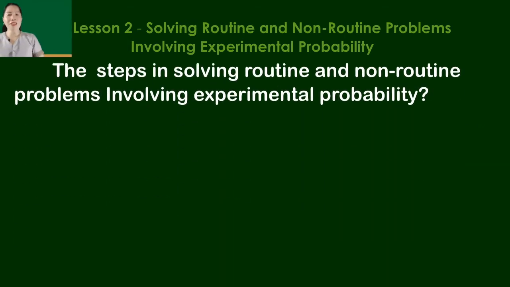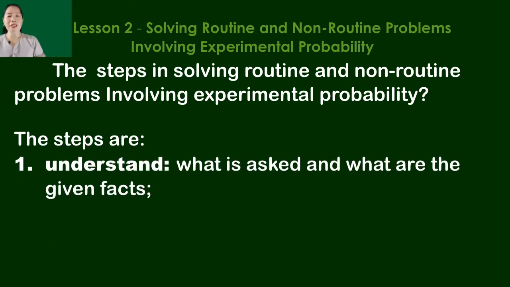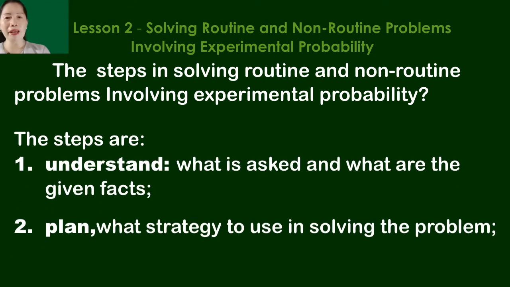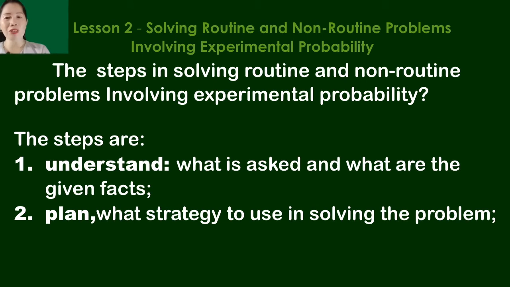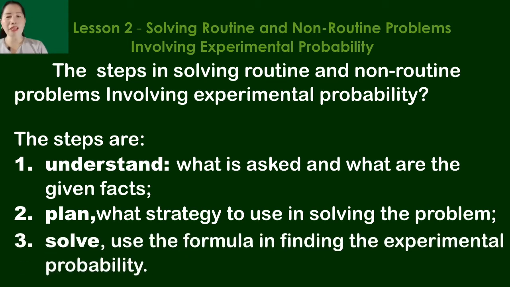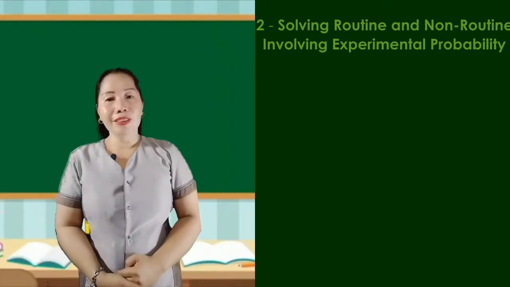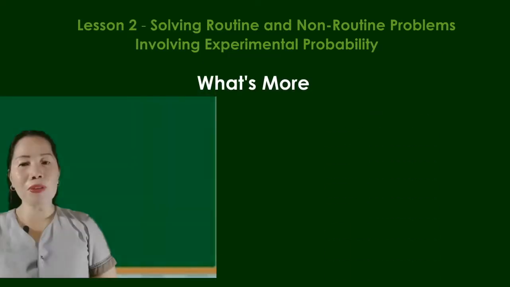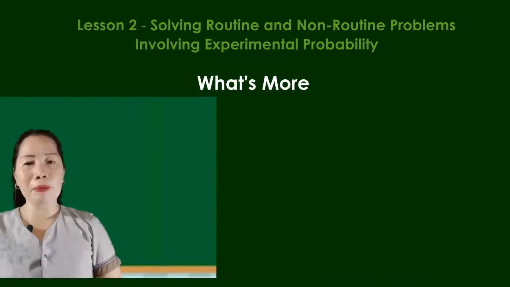Can you recall the steps in solving routine and non-routine problems involving experimental probability? The steps are to understand, plan, and solve. Plan: what strategy to use in solving the problem? Number 3, solve. Solve using the experimental probability. Experimental probability is equal to the number of times favorable outcomes occur over the number of trials in the experiment. You know already the formula and steps in solving routine and non-routine problems involving experimental probability.